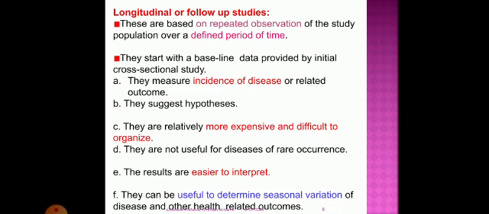So they start with baseline data provided by an initial cross-sectional study, as I mentioned, and they measure the incidence of the disease or related outcome, who is going to develop the disease during the period of follow-up. And also they suggest hypotheses. By the end of the study, we can say that pediculosis is one of the insect or parasitic infestations which is common among school children.